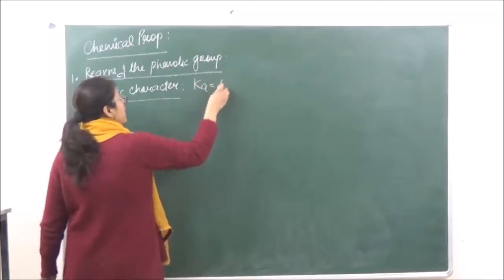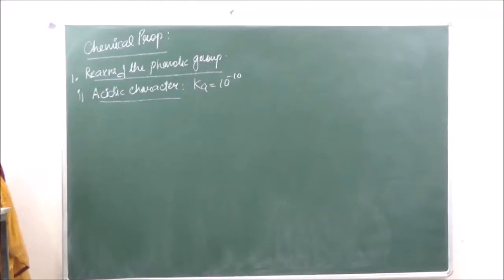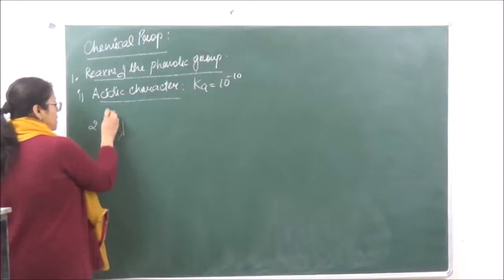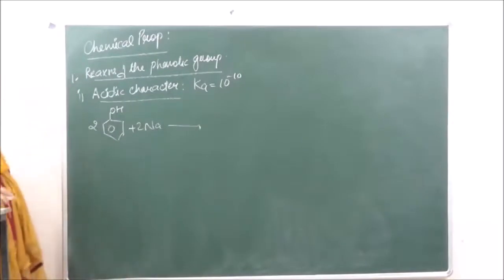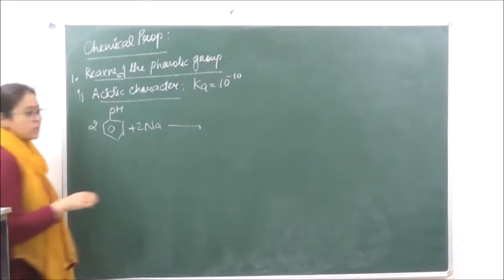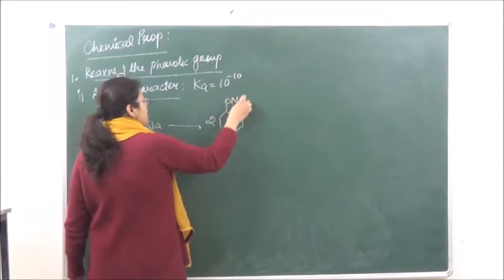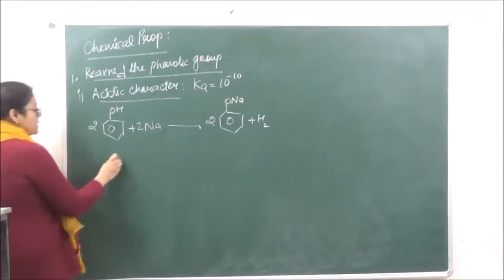Okay, now phenols are very weakly acidic in nature. They have a Ka value of approximately 10 raised to power minus 10, which shows that they are weak acids. Now over here, because of its weak acid character, it has a tendency to react with reactive metals to liberate hydrogen. So all the acids have a tendency to liberate hydrogen when they are reacting with active metals. So if it is reacting with sodium over here, it is going to give us sodium phenoxide plus hydrogen.